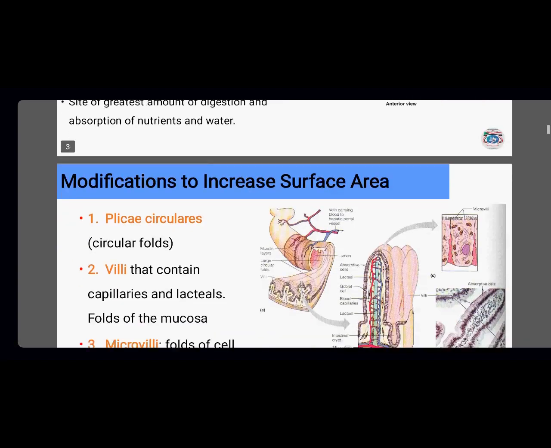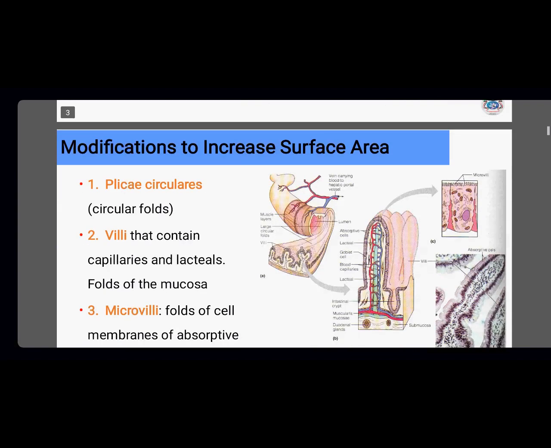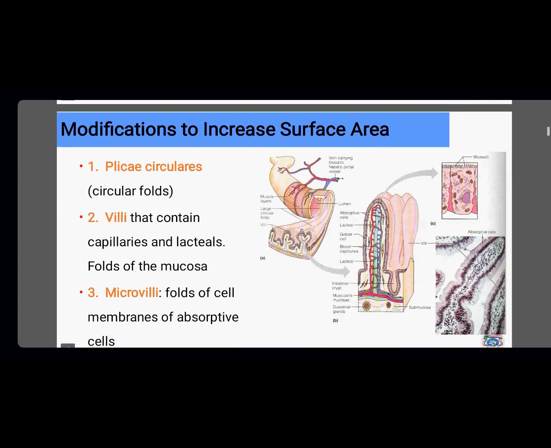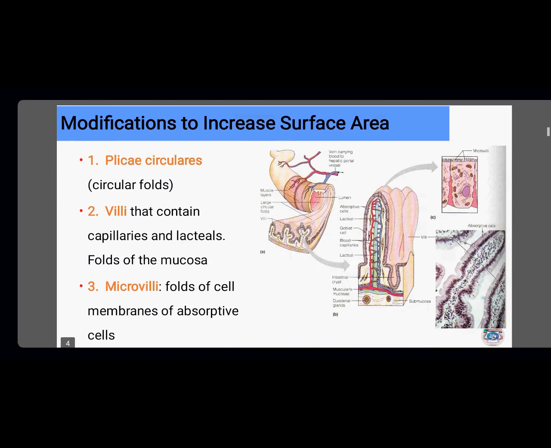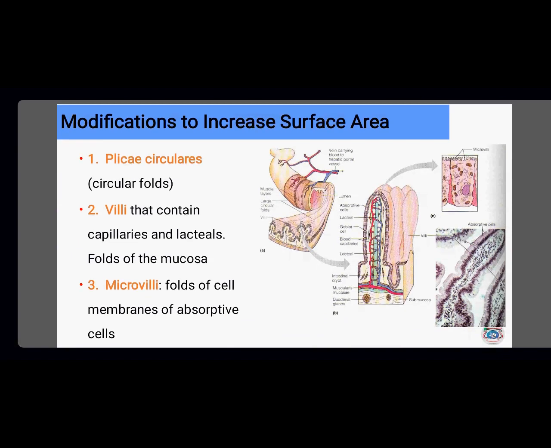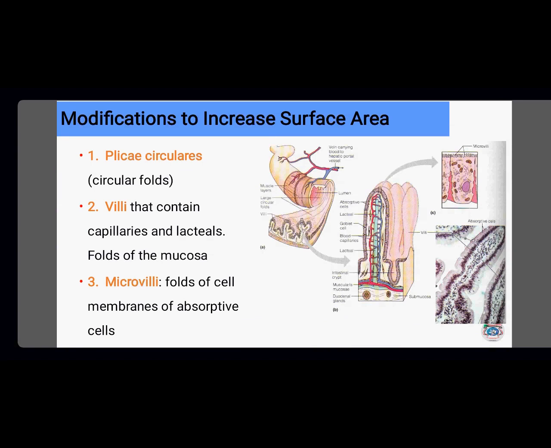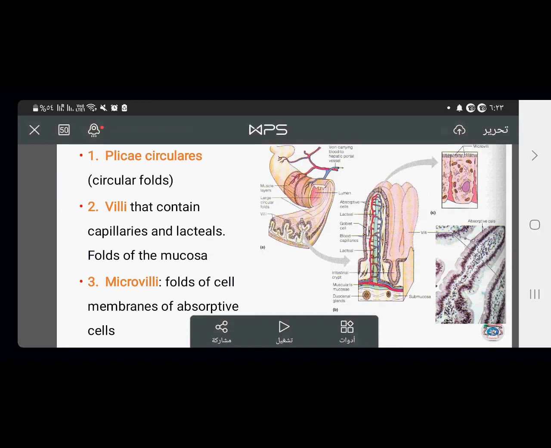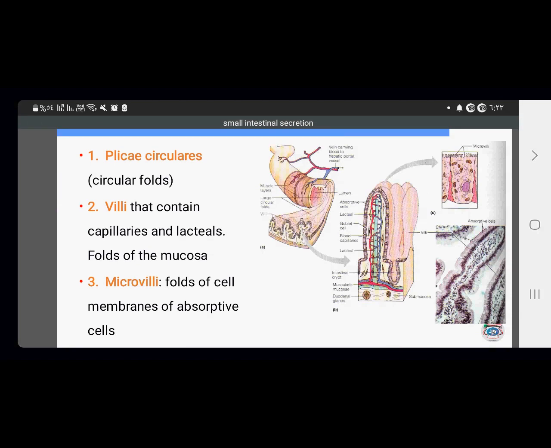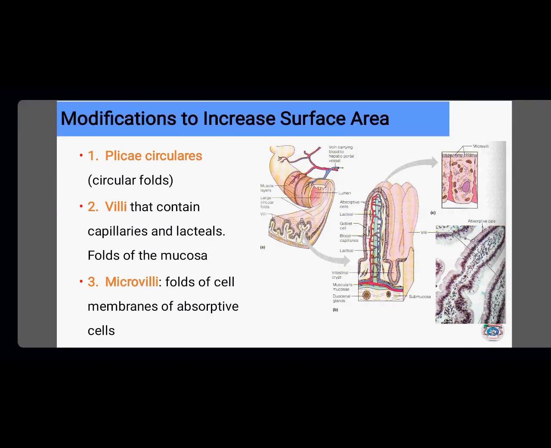Here we will deal with the modifications to increase surface area. There are 3 structures in the small intestine that increase the surface area. Increasing the surface area increases the efficiency of absorption, because as you know, the main function of the GIT in general is digestion and absorption. This is why when you increase the surface area, you increase the efficiency of absorption.